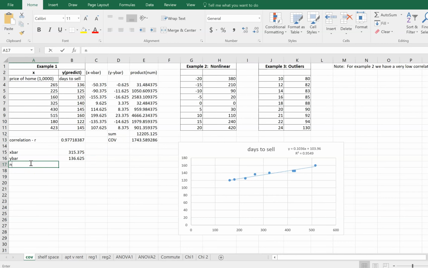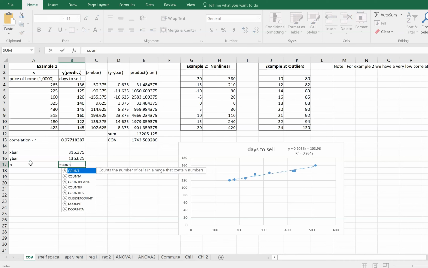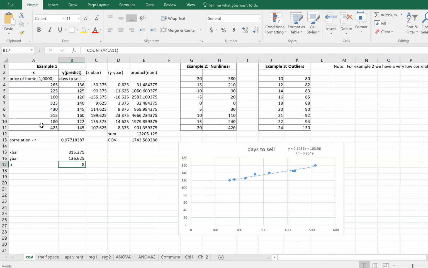Now, you could have used n, and you could have used count. Count just counts the numbers in your set, and yes, there are 8 numbers in my set. So if I want to automate this, my covariance would be divided by count minus 1. And so, same number. Awesome. So there's the measure of covariance.